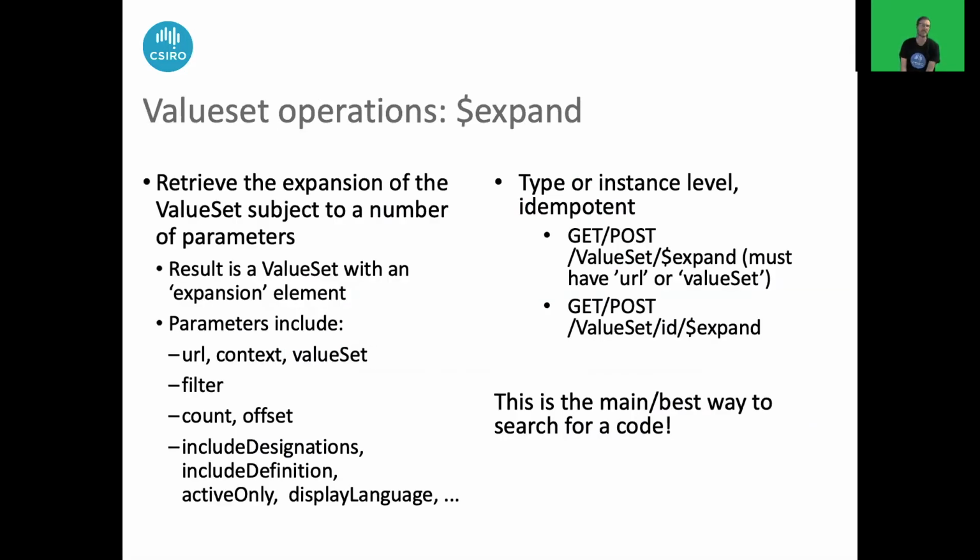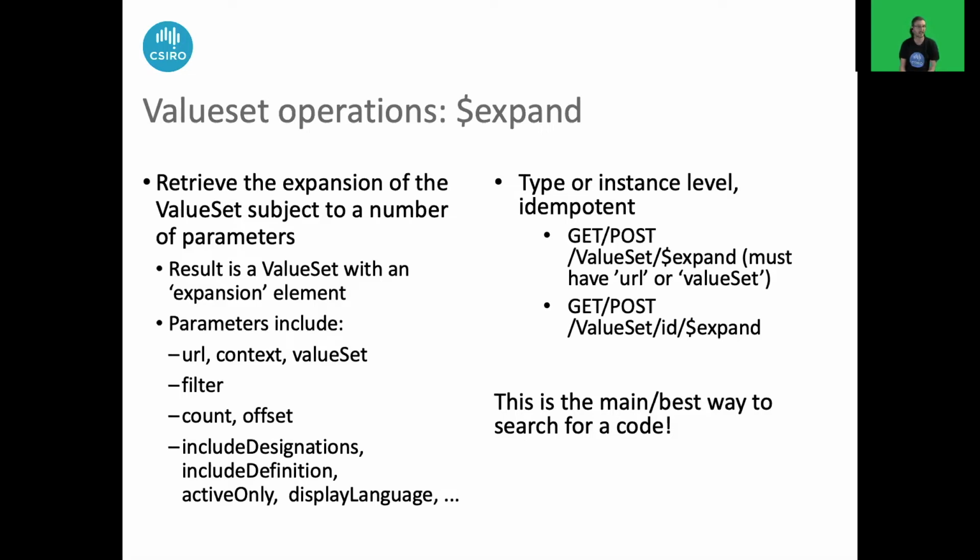So that first operation then is the expand operation. And the way that expand works is that it allows us to retrieve the expansion of a value set subject to a number of parameters. So some of the parameters that we might pass in are the URL of the value set we're interested in. Or if not the URL, then maybe we pass in the value set using a value set parameter. That allows us to do dynamic value set expansion. Or perhaps the context. So perhaps we don't know what value set we're interested in, but we do know, for example, that it's the medication.code element in the FHIR model. So in that case, we can use the context parameter.